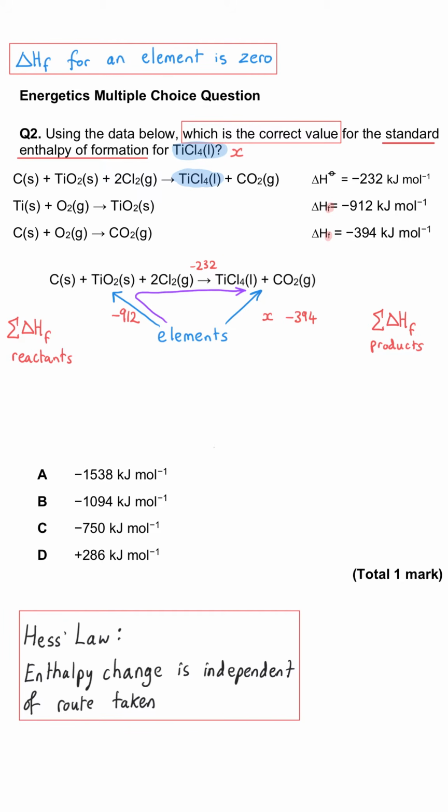And so that means that x minus 394, that's this route, will be equivalent to minus 912 plus minus 232. This then gives us x minus 394 is equal to minus 1144. And then when we add 394 to both sides, we get x is equal to minus 750. And so that means that C must be the correct answer.